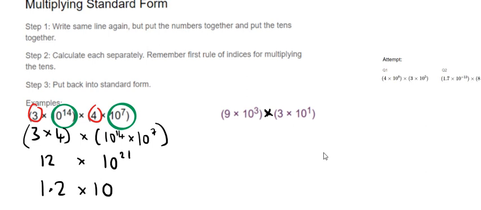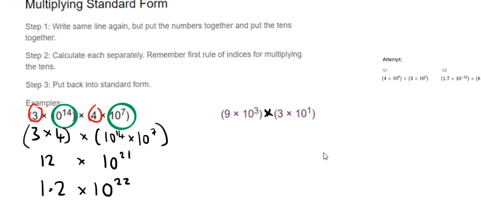Because I've moved the decimal point one place to the left, I've turned 12 into 1.2, so I've made the number smaller. Therefore my power, in order for it to balance out, will become bigger, because we're not trying to change the number, we're just trying to change the format of it. So if you make the first part smaller, from 12 to 1.2, you must make the power bigger. My final answer in standard form is 1.2 times 10 to the power of 22.